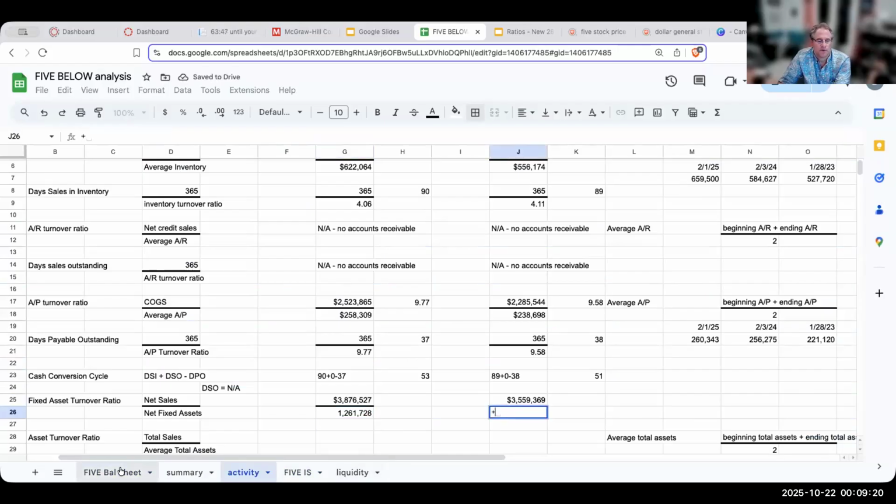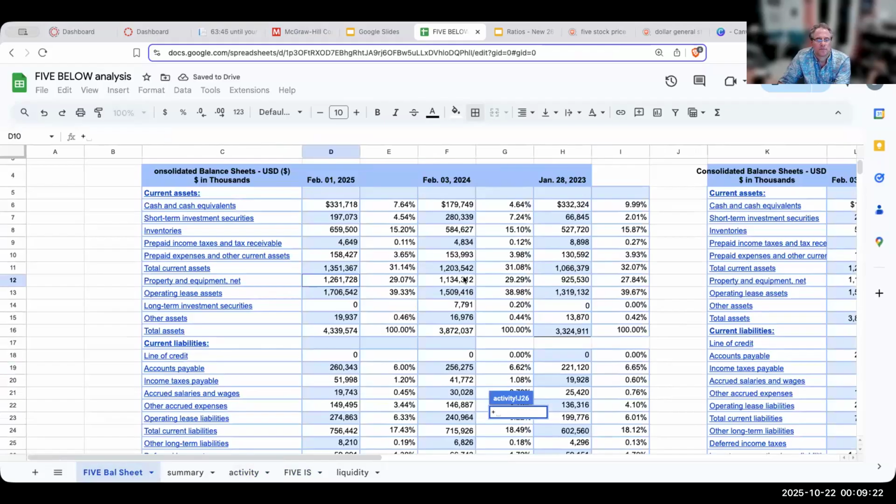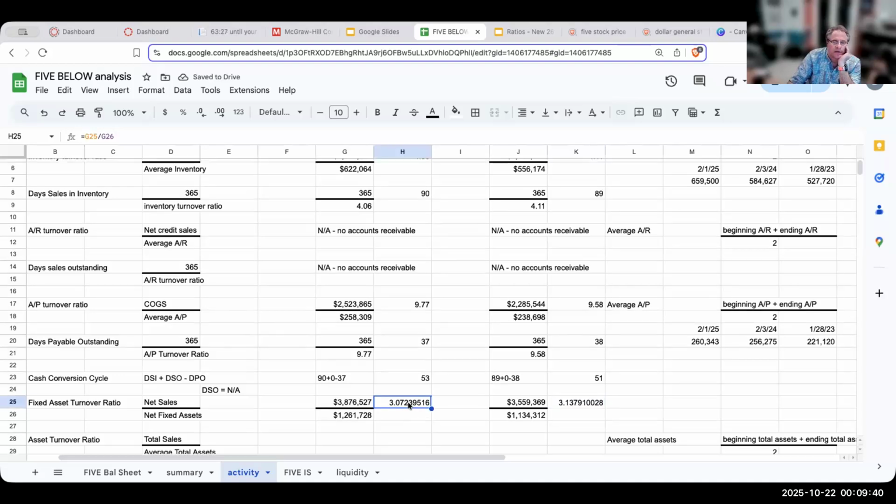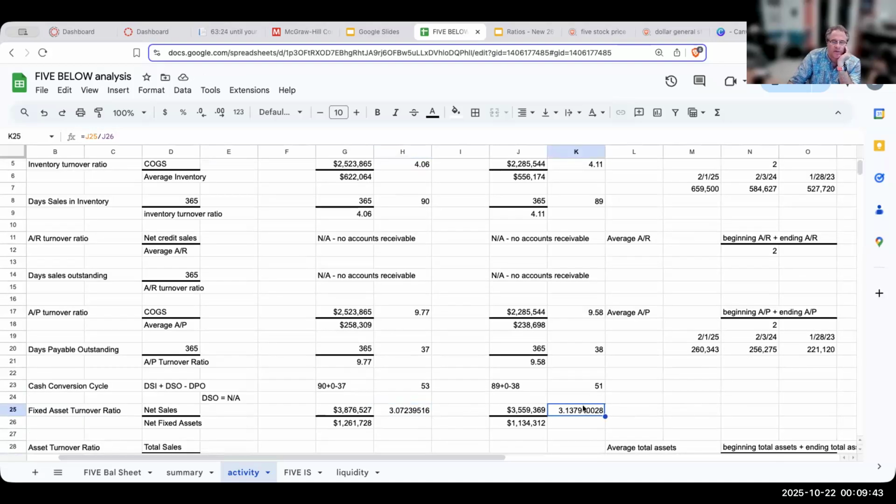And this over here is going to be... okay. So my fixed asset turnover ratio is going to be 3.05 for the most current period, and then 3.13 for the prior period. And again, is this going to be a good ratio or a bad ratio?